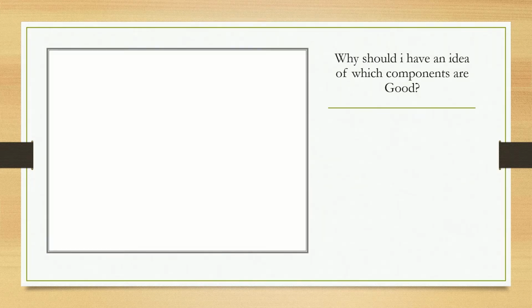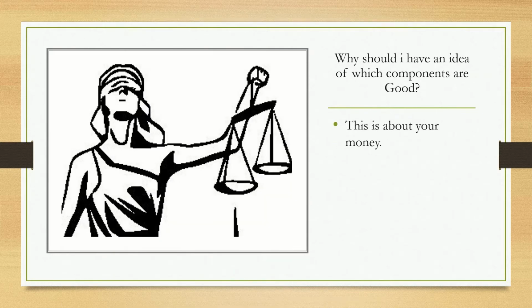Why should I have an idea of which components are good? Well, it's an easy question, because you need to know if you are spending your money well. As you can see in this picture, there is a blinded person with a balance. That image represents you if you don't have an idea of which component your PC has or you don't care about that, because you are paying for something when you don't know the real price of it. So it is important to know about the components.